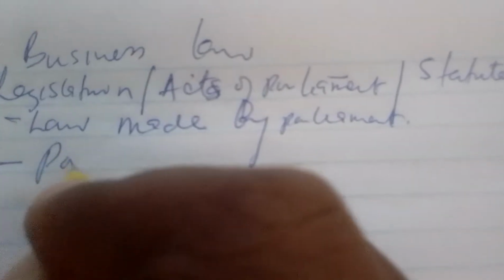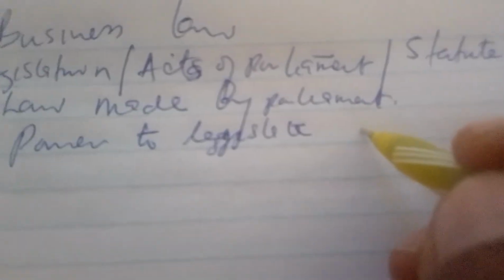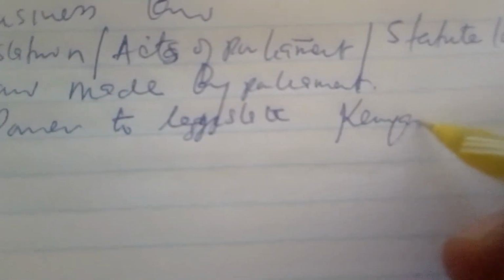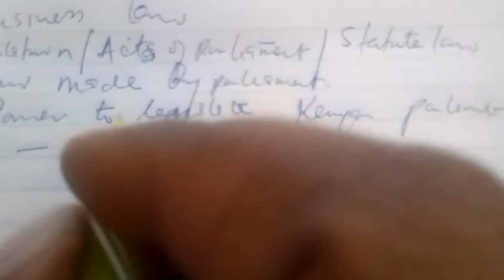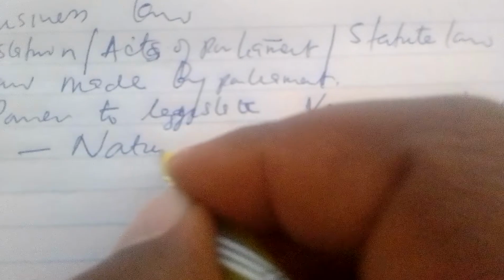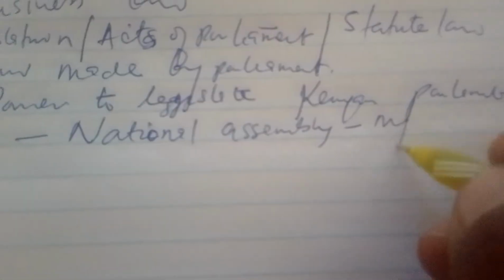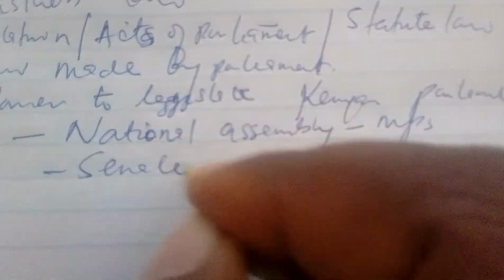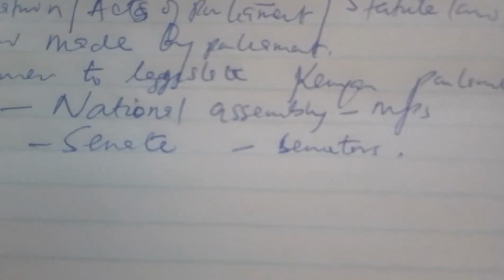Okay, and so the power in the country, in Kenya, the power to legislate is given to the Kenyan parliament. You're going to see what makes up the Kenyan parliament. Of course, it's made up of the National Assembly. This is where the MPs sit. National Assembly, the MPs, and of course the Senate. This is made up of the senators. Okay, all of them can come up with laws through what we call legislation.